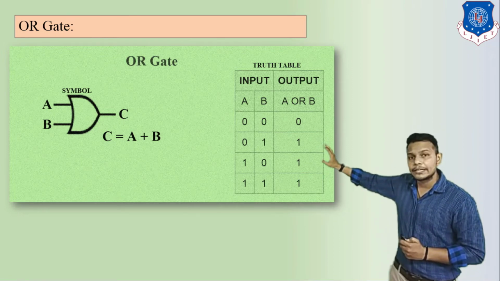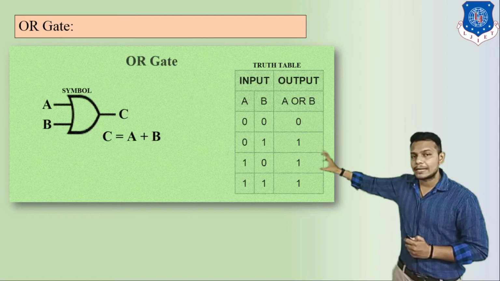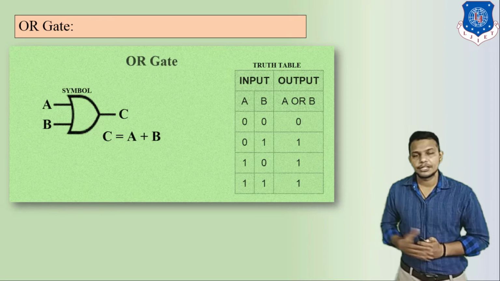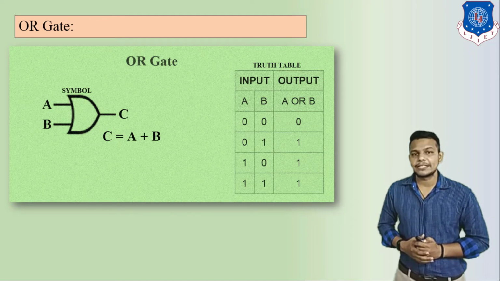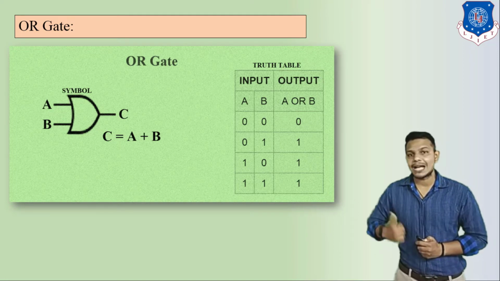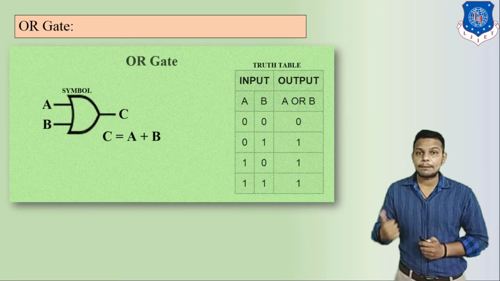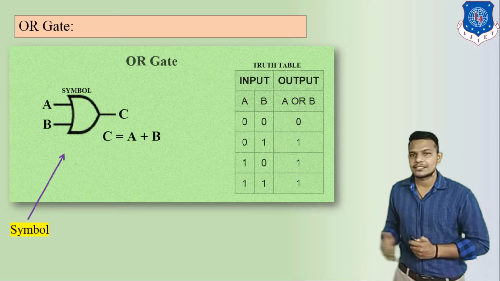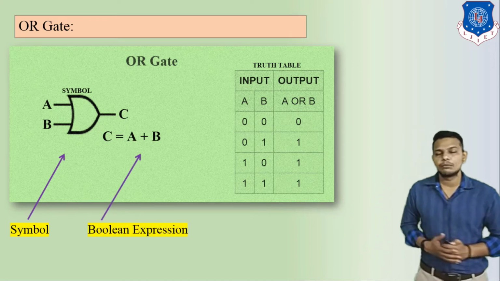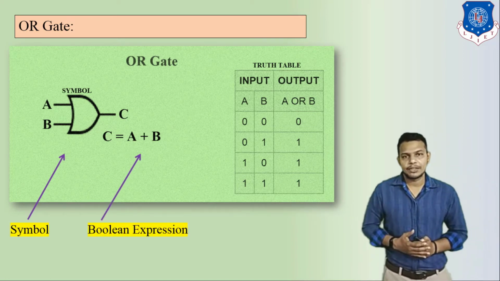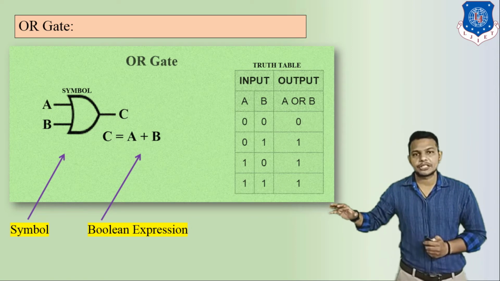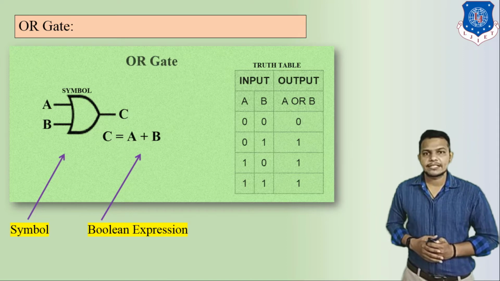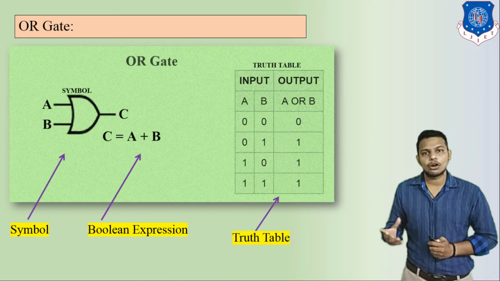So if I enter 2 input, that means OR gate performs addition. Here we can see its Boolean expression is like C is equal to, that means output is equal to, A plus B, addition of these 2 inputs. Here we can see this is the symbol and here this is the Boolean expression of OR gate. Now through this Boolean expression we can derive this truth table. Here we can see this is the truth table of OR gate.